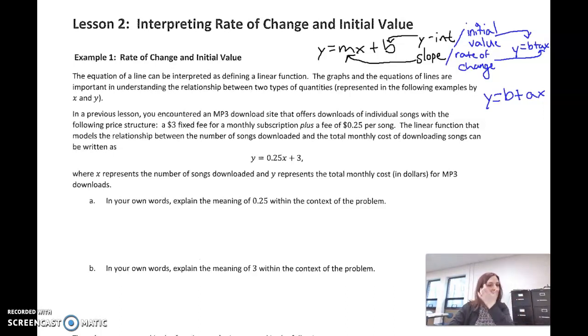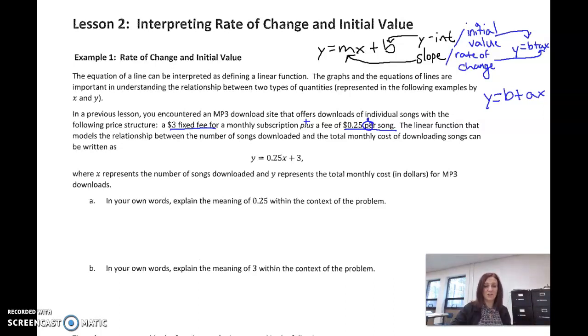All right. So basically, it says in a previous lesson you encountered MP3 downloads of individual songs for a $3 fixed fee per monthly subscription, plus a fee of 25 cents per song. Remember, you see that word per? That means to multiply. Okay. Also, I know it can mean to divide too, but in this case, it means to multiply.